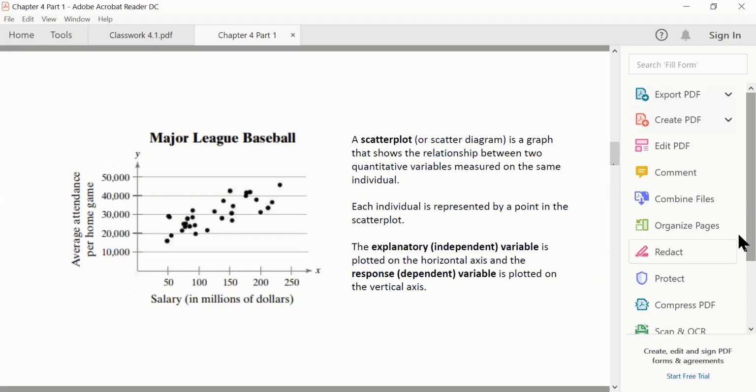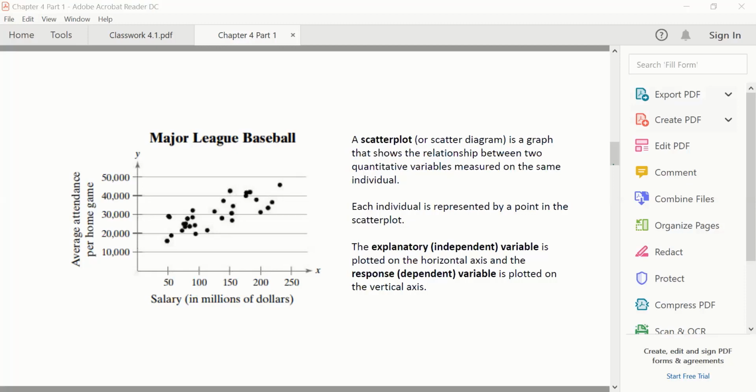So here's the one for Major League Baseball. For each of those salaries and average attendance per home game, we have one dot, and the X is the salary, and the Y is the average attendance per home game. The scatter plot or scatter diagram is the graph that shows the relationship between these two quantitative variables that are measured on the same individual, in this case, individual meaning team. So each individual or team is represented by one point in the scatter plot.